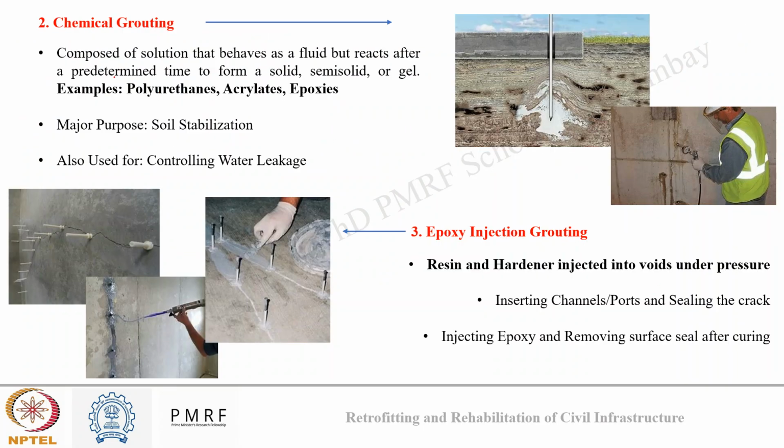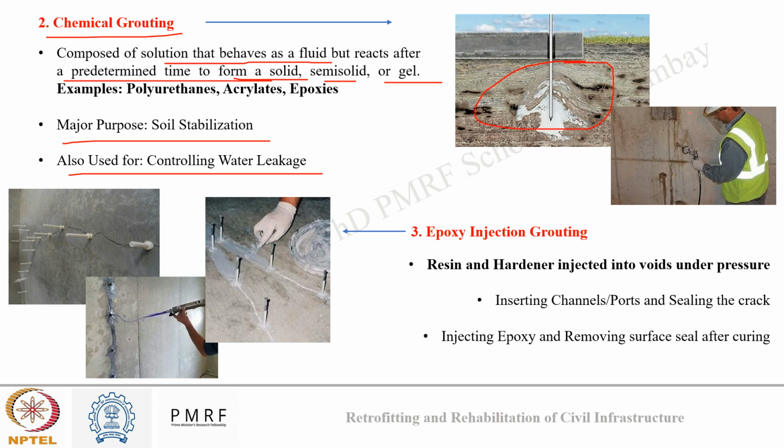Okay. Apart from this, there is chemical grouting. These chemical grouts are composed of a solution that behaves as a fluid initially, but after some predetermined time, they will solidify in the form of a solid, semi-solid, or gel. Examples of chemical grouting are polyurethanes, acrylates, or epoxies, and they are mainly used for soil stabilization, or for purposes where we want to control water leakage also. So in the images you can see chemical grouting has been applied for subsoil stabilization, or at the surface for crack repairing and for controlling the water leakage problem.